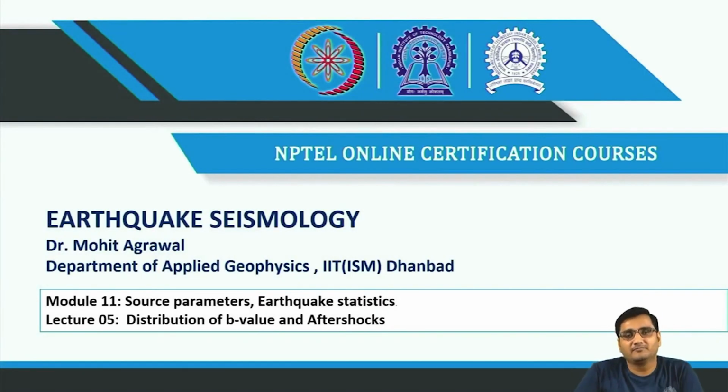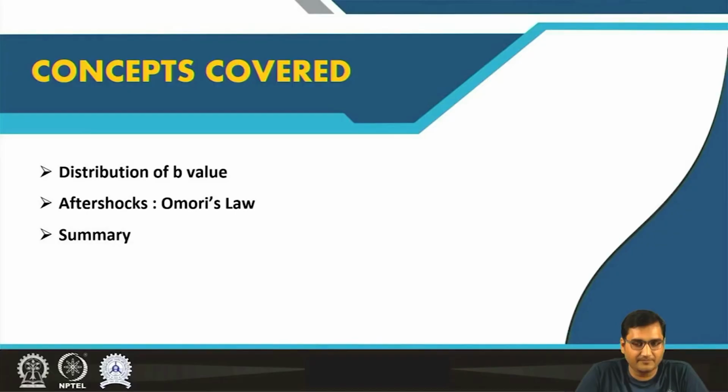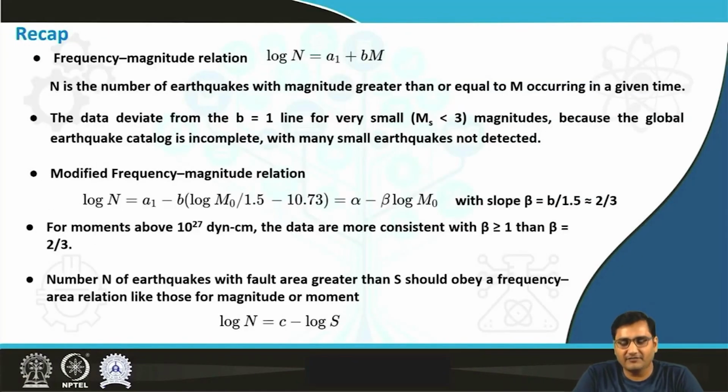Hello everyone, welcome to lecture 5 of module 11. In lecture 5 we are going to talk about the variations of the b value and the aftershock sequence. In today's lecture we are going to cover concepts such as the variations of the b value and the aftershock sequence, within which we are going to discuss Omori's law, and then we will have a summary of today's lecture.